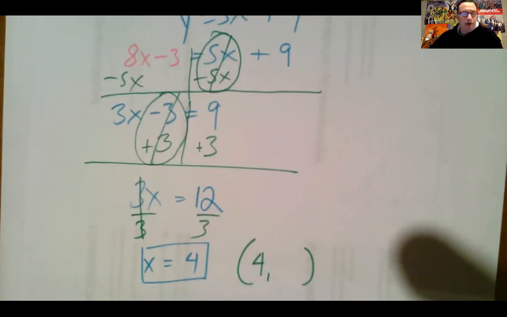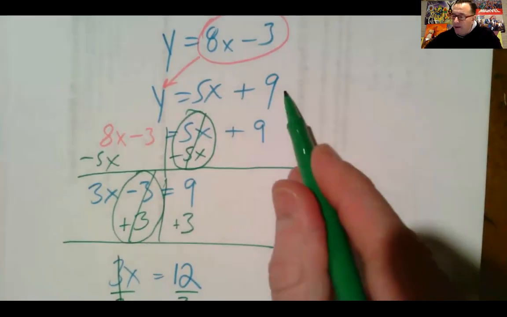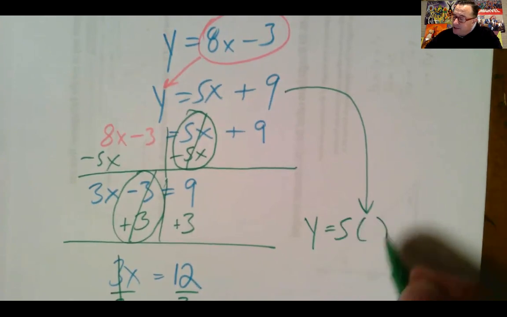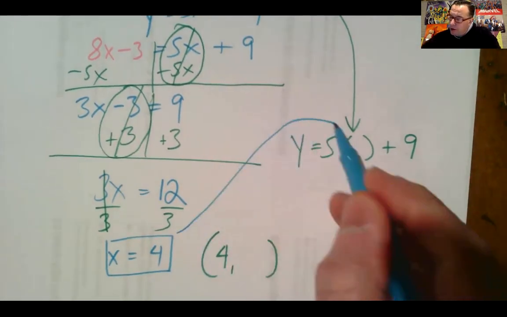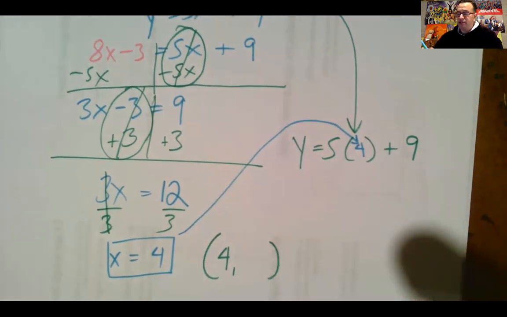So now I pick one of the equations here and I plug it back in. I'm going to pick the bottom one because why not? y equals 5x plus 9. And so I'm going to put that 4 in there for the x. And now it's just time to evaluate.